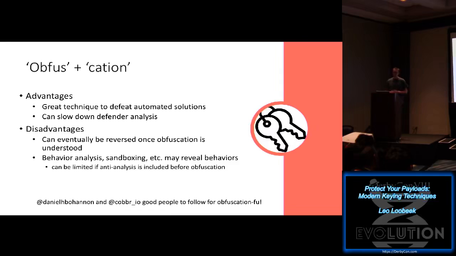I definitely think obfuscation fits in here. It's a really great technique to defeat automated solutions that are detecting on certain strings, and it can definitely slow down defender analysis. Real-world attackers are using the heck out of obfuscation, so it's definitely something you want to use on every payload you send. The disadvantage is that if they understand how the obfuscation works, they're going to be able to reverse it and get back to the original source code. And if you're not adding any anti-analysis code before you obfuscate, and the payload gets thrown up to something like VirusTotal, those execution behaviors and C2 connections are still going to show up because the payload is still going to execute as expected.